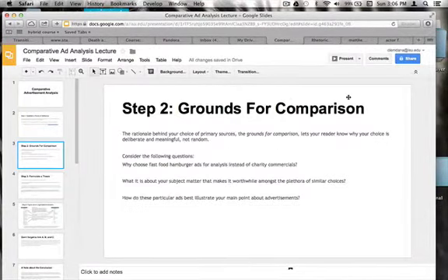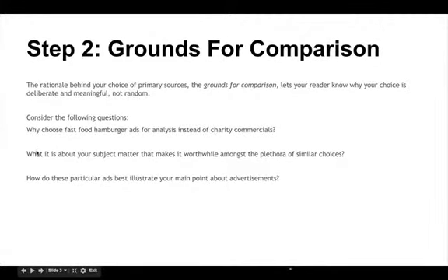So once you have established your frame of reference, you need to briefly mention your grounds for comparison. And this can be done really, really quickly, a sentence or two. The grounds for comparison is basically the rationale behind your choice of primary sources. It lets your reader know why your choice is deliberate and meaningful, not random. For example, why are you choosing fast food hamburger ads for analysis instead of charity commercials? Or why are you choosing men's deodorant over women's deodorant?